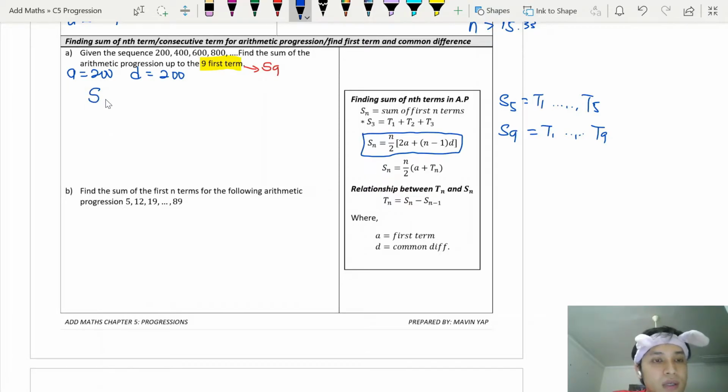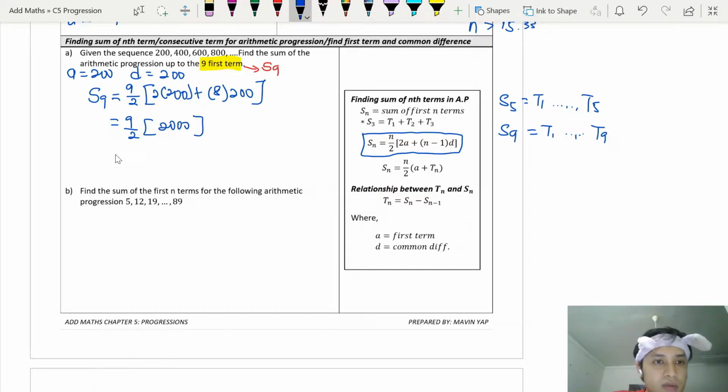So S9 equals 9 over 2, 2a, the first term, plus 9 minus 1 which is 8, and then your common difference is 200. We are just going to calculate for this. 400, this one will be 2000. This one, cut 1000. This is 9000.